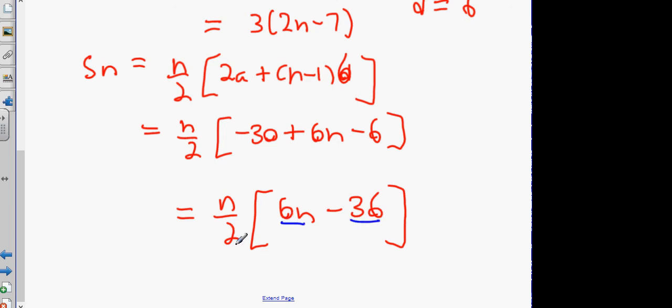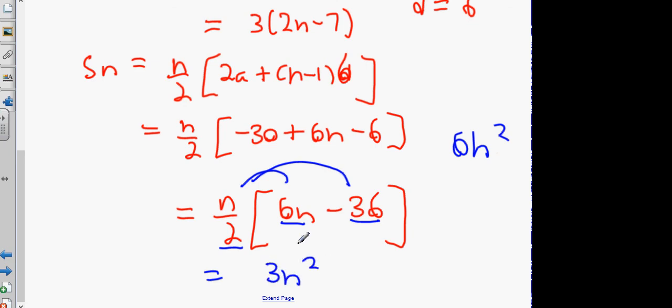is they're both even, which means they can be divided by the 2. So multiply by n and divide by 2. N multiplied by 6n is 6n squared. Divided by 2, 3n squared. Minus 36 multiplied by n is minus 36n. Divided by 2, minus 18n.